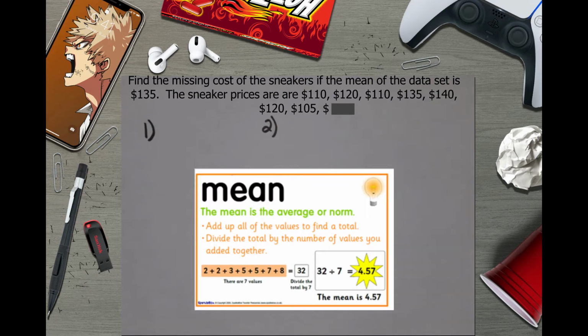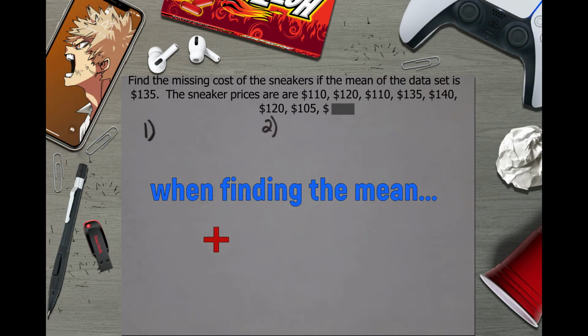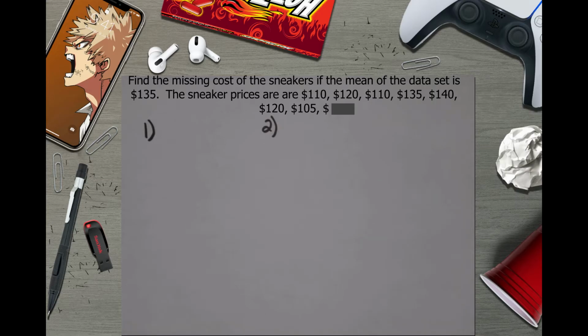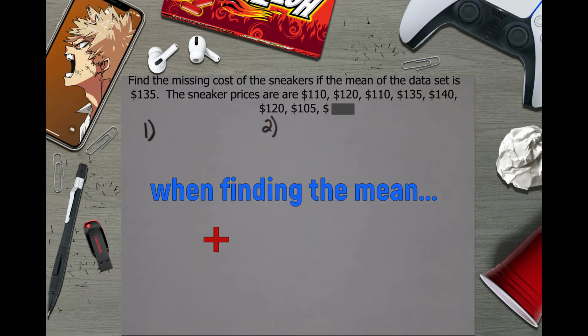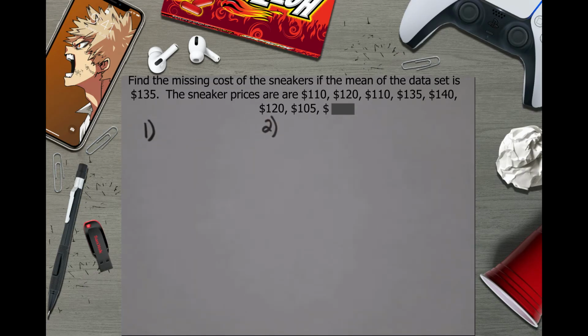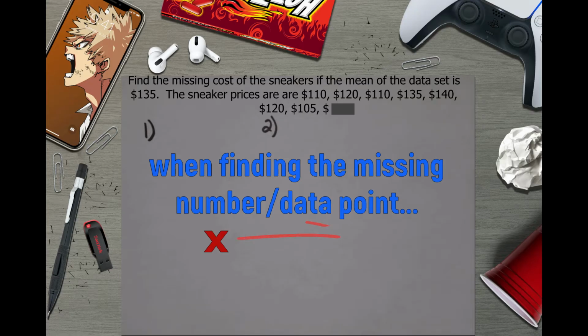Remember, when I'm finding the mean of a data set, I'm basically adding all the numbers up, getting that total, and then dividing by however many numbers I added. Well, they already gave us the mean, so I'm actually kind of working backwards. So instead of adding and then dividing, I'm going to be multiplying and then subtracting. Let me explain how I'm doing that.